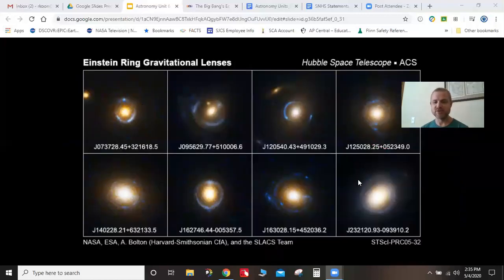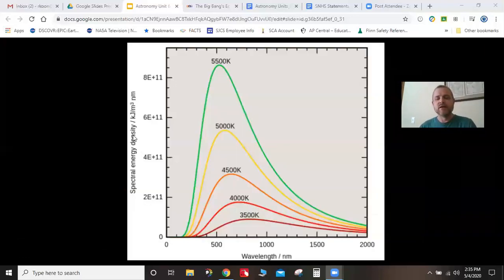Here you see a bunch of different ones. Basically, it's an object that's behind the object in the center, but the light is being bent around it due to gravity, okay? So the solar eclipse and gravitational lensing help prove that light can be bent by space-time.